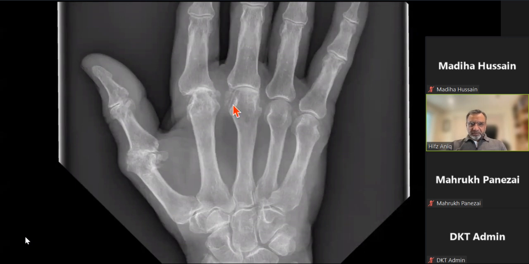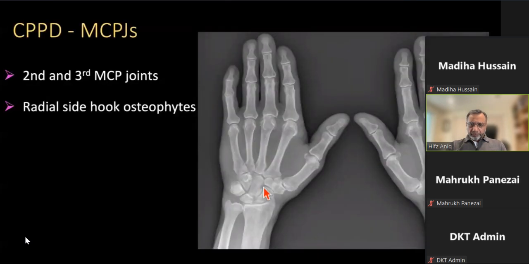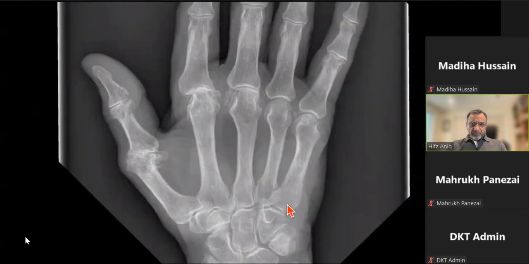Another case, we didn't see that. I can't see. Let me just move it. Yeah. So maybe early radius scaphoid joint space. Sorry, let me just move it. Maybe early loss there, but most of it fine. Look at the calcium there.